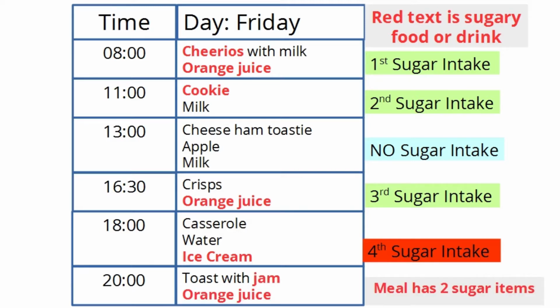The 8 p.m. meal of toast with jam and orange juice has how many sugar items? The 2 sugar items are the jam and orange juice. This is the fifth sugar intake.